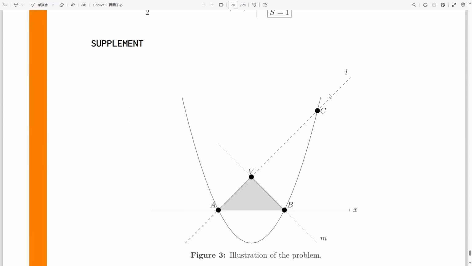So here we drew it. That's the dashed line, and we will call this L. The next problem is to find the equation of the line perpendicular to L and passes through B. So it's this dotted line here, and we're going to call that M. And finally, we want to find the area of this triangle that is bounded by the x-axis, the line L, and the line M.